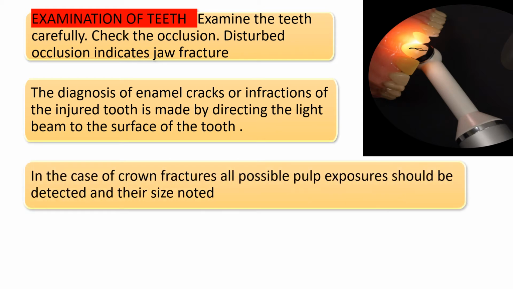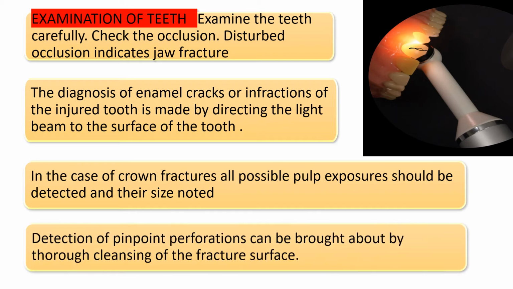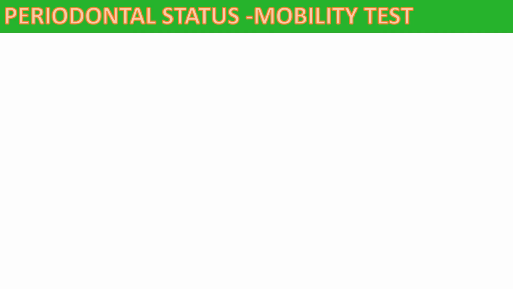In case of crown fractures, all the possible pulp exposures should be detected and their size noted. However, the detection of pinpoint perforations can be brought about only by thorough cleansing of the fractured surface, else you might just miss it. The periodontal status of the tooth can be assessed by checking its mobility and by percussing it.